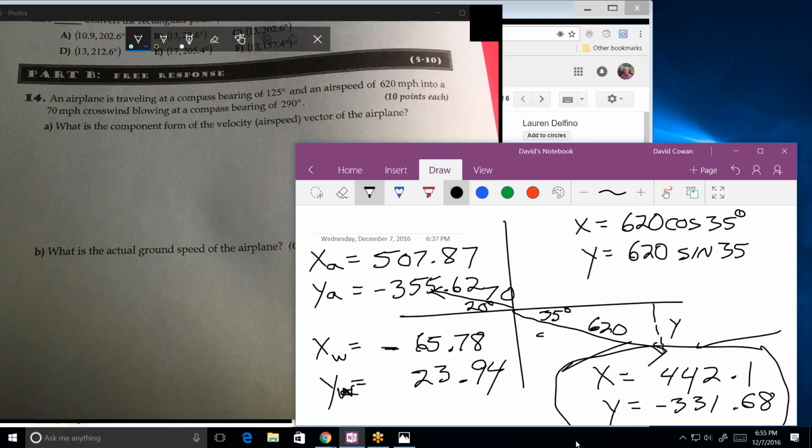In other words, would you come up with 552.8? If I started out a problem and I said, I've got an airplane with no wind, it's flying at 552.8 and a bearing of 126 degrees.